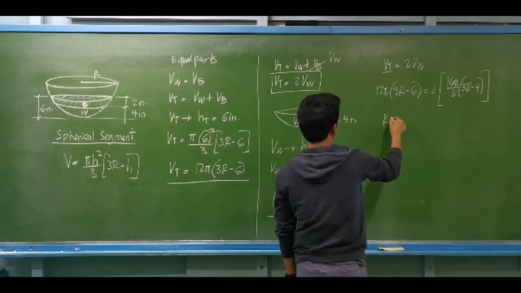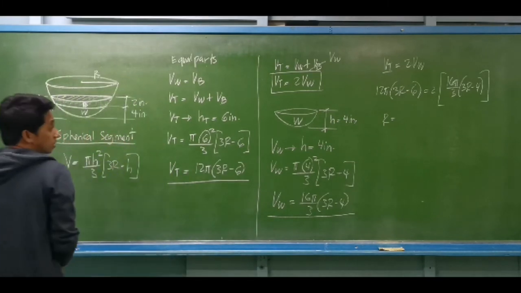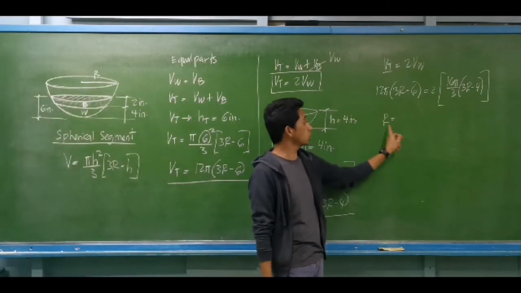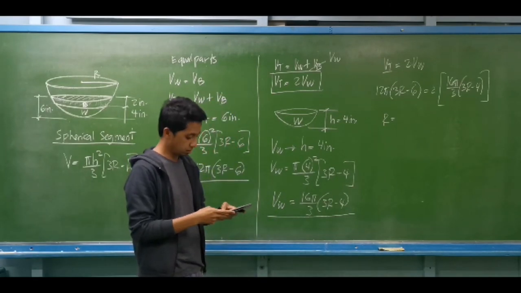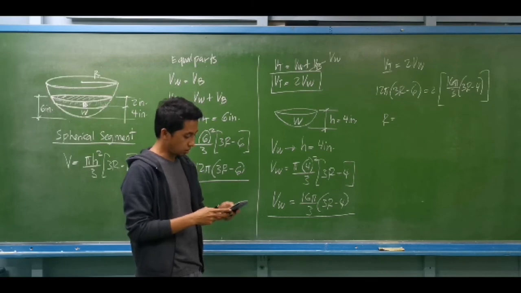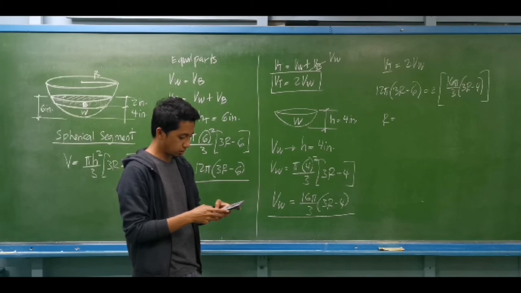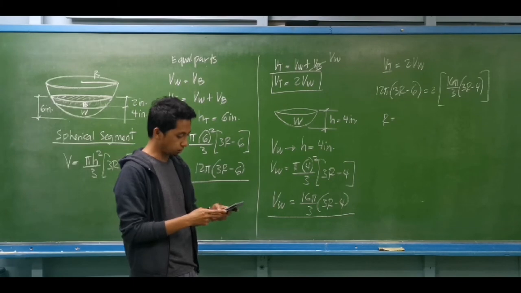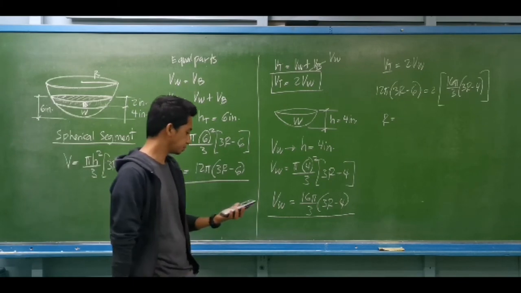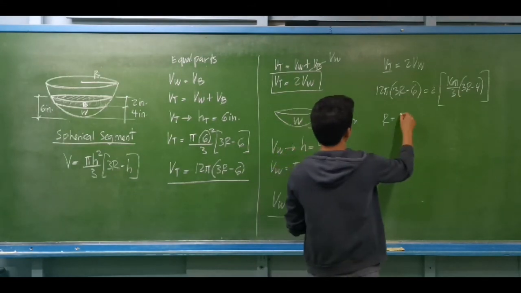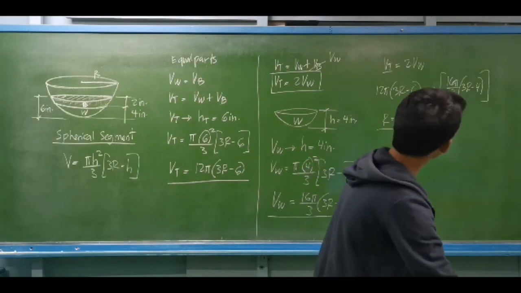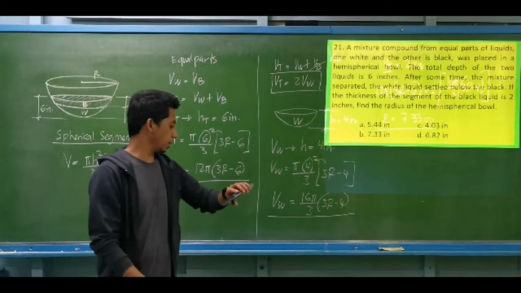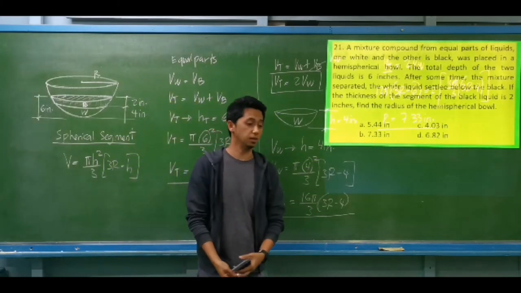Kung mapansin ninyo dito, ano na lang yung wala sa equation? That is yung radius. So this is the same as 12 pi times 3 times the radius minus 6 is equal to twice yung volume ng white, that is 16 pi over 3 multiplied by 3 times the radius minus 4. So yung lumabas dito is 7.33 inches. Okay, check natin sa choices. If we have 7.33, if we have letter B, 7.33 inches.